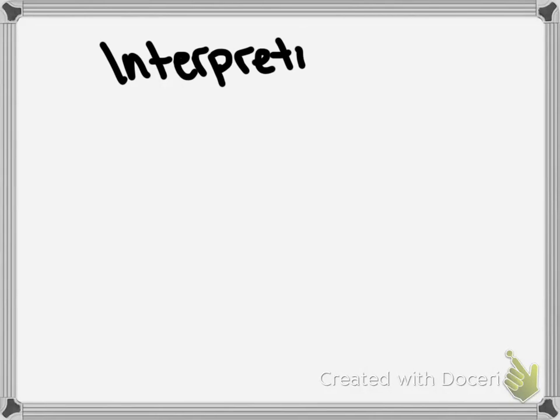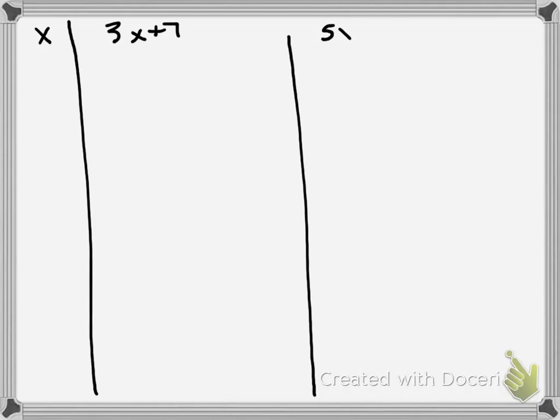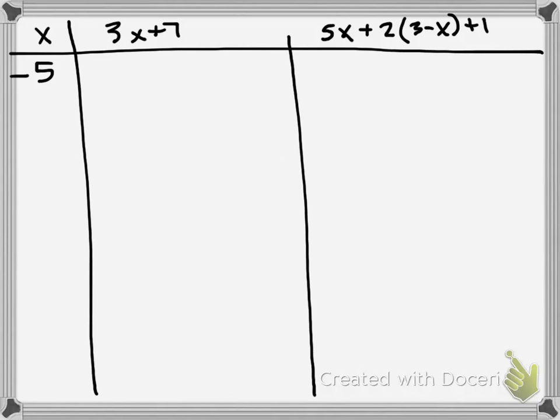On today's video, we're going to be interpreting solutions. So we're going to do a lot of substitution. The first is where our first expression is 3x plus 7 being compared to 5x plus 2 times the quantity 3 minus x plus 1. We're going to substitute negative 5 for x.